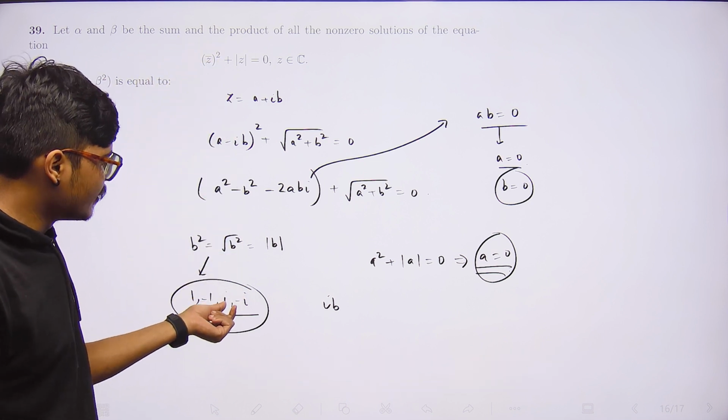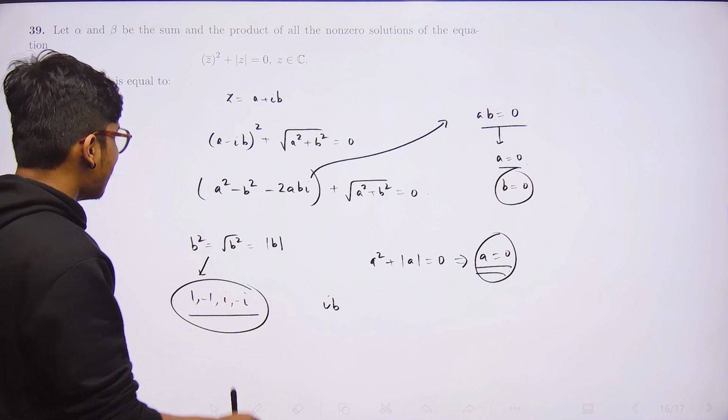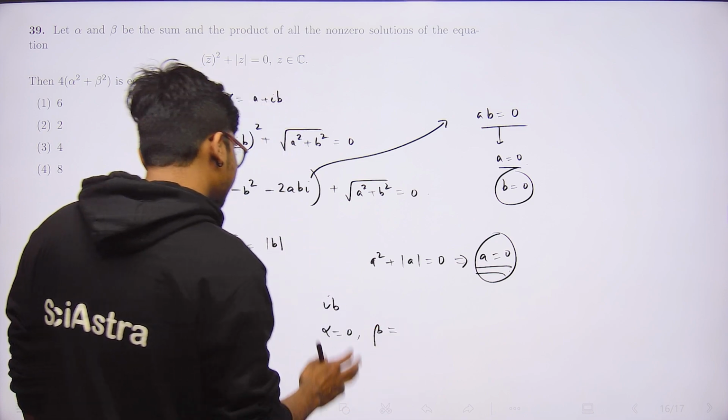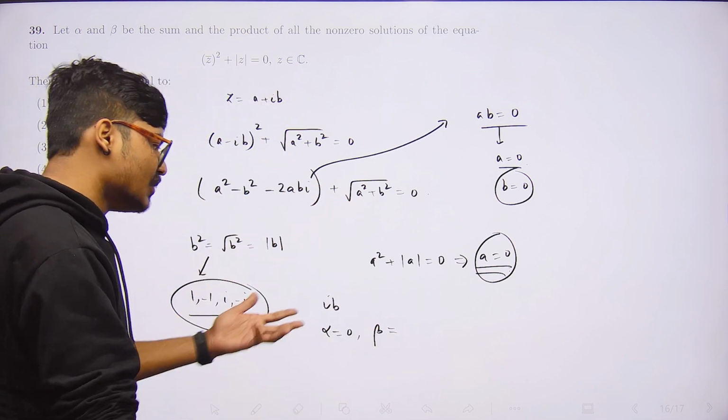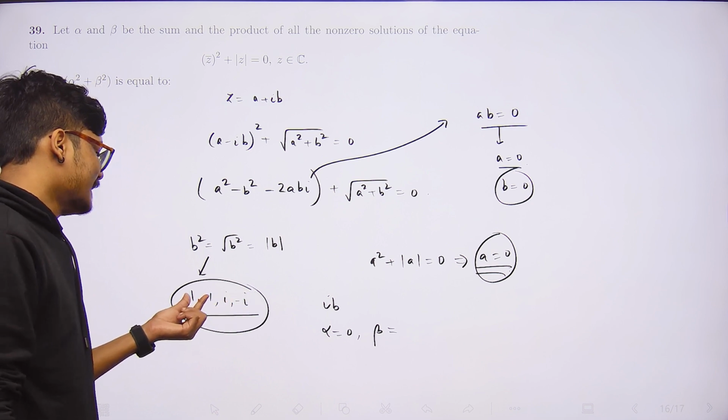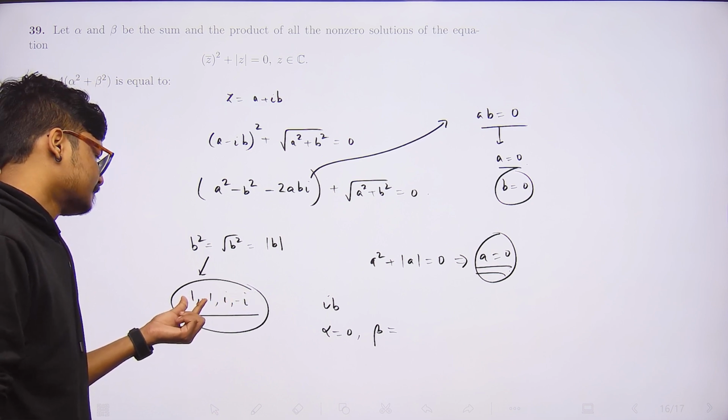1 minus 1, iota minus iota, they'll all cancel out, so you'll get 0. So alpha is equal to 0. What about beta? Beta is a product of all this times iota to the power 4 हो जाएगा, right? So वो 1 आ रहा है, यहाँ से product लोगे तो minus I square, which is plus 1 minus I times minus 1, right? Okay?